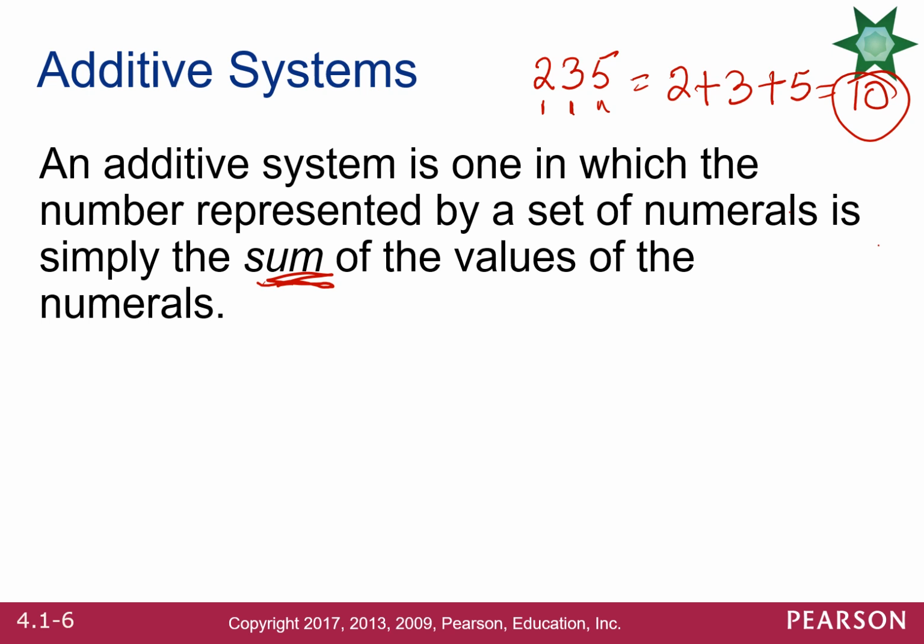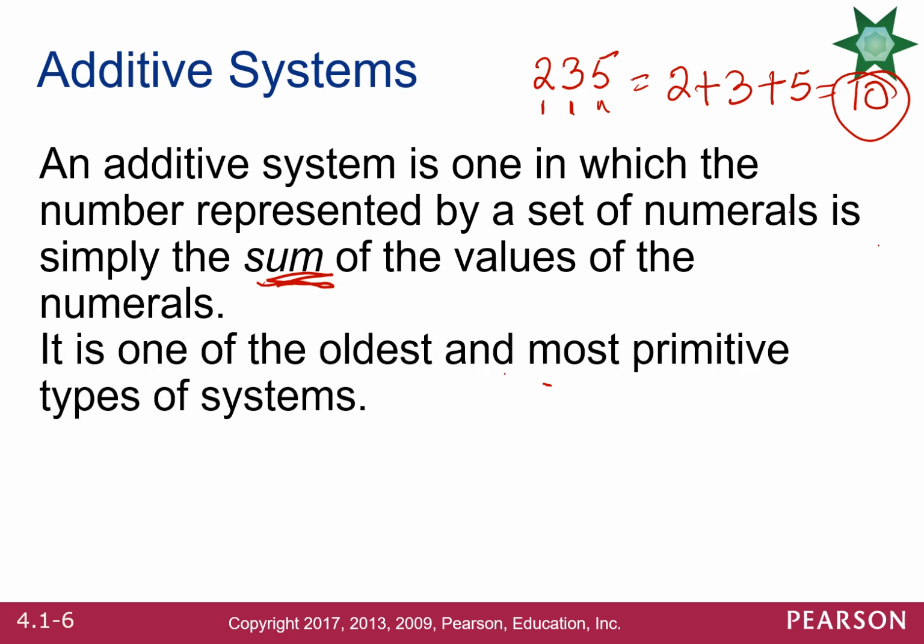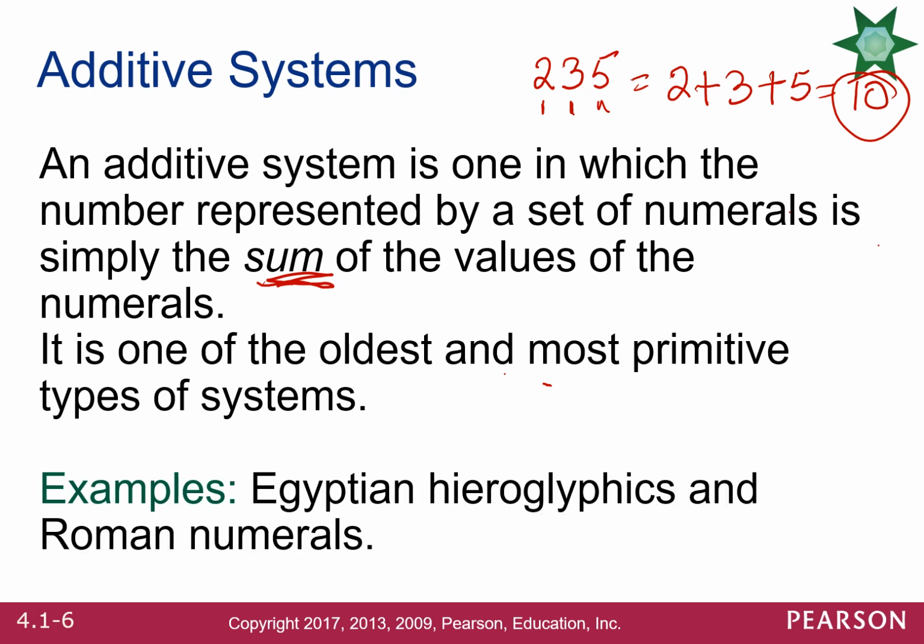All right. So we will go deeper into the additive system through some of the ancient methods that we will soon learn, the Egyptian method as well as the Roman method. All right. So the additive system is one of the oldest and most primitive types of systems, and the examples of that are the Egyptian hieroglyphics and the Roman numerals.